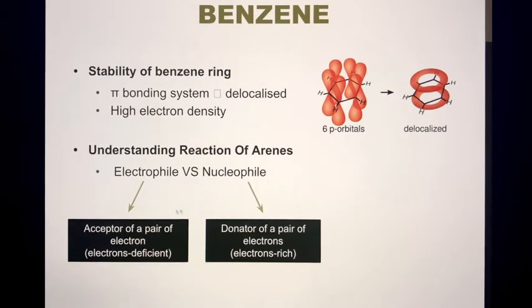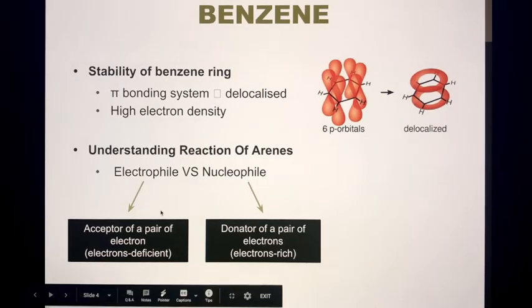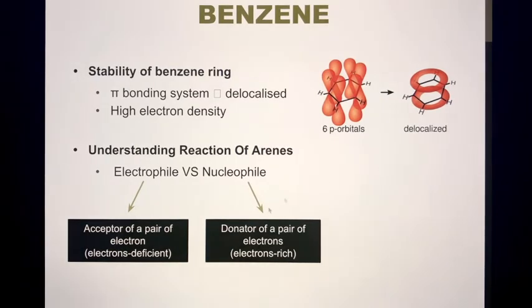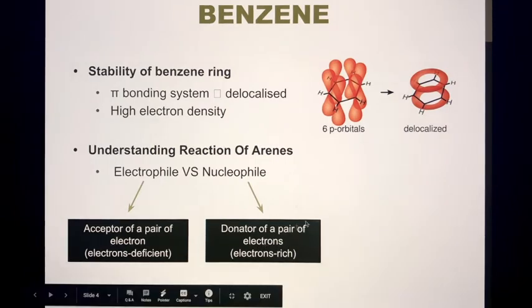So as you see here, this is the definition for electrophile. This one is for nucleophile, and the benzene ring is indeed a nucleophile because it has a very high electron density to donate a pair of electrons. It is basically rich in electrons, right?